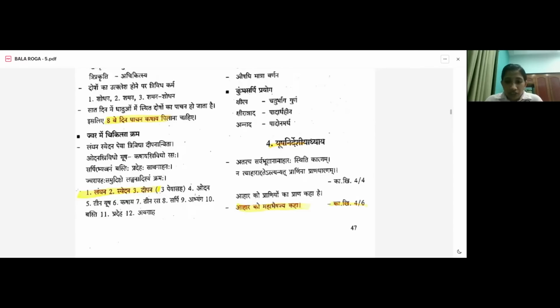Kashyapacharya has called Ahara the Mahabhaishajya. And he also called Ahara the Prana of living beings. Both are equal in meaning. Okay.